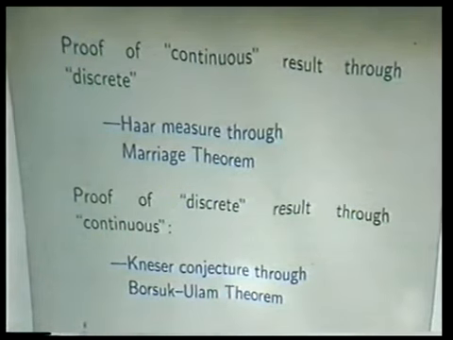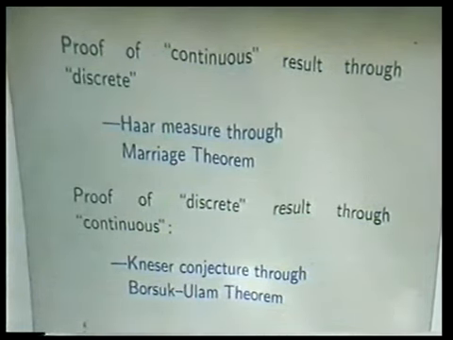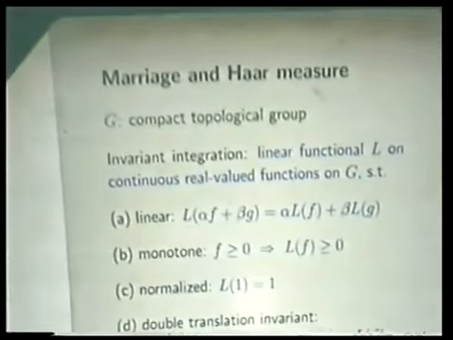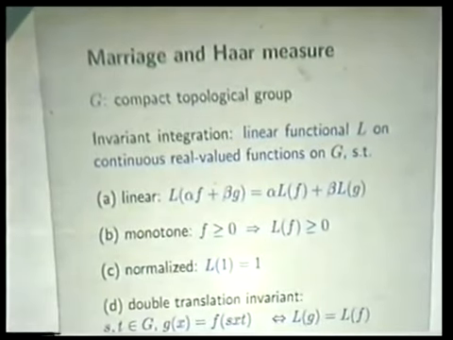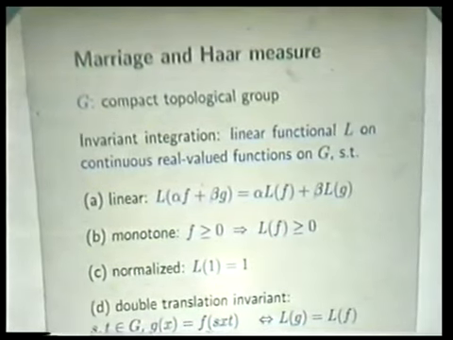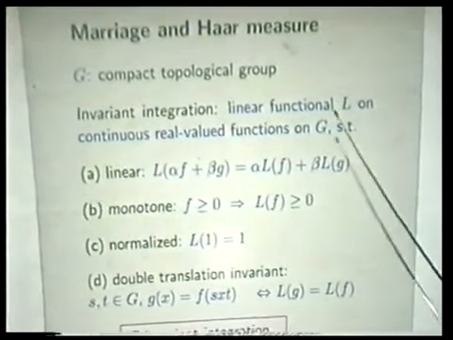This was indicated, but not quite worked out in a paper of Harper and Rota. They do a similar construction, but let me do the Haar measure because that's the nicest. So actually, what I will do is show that if you have a compact topological group, then you can define an invariant integration. So you can define a linear functional on continuous real-valued functions, which is, well, it's linear.